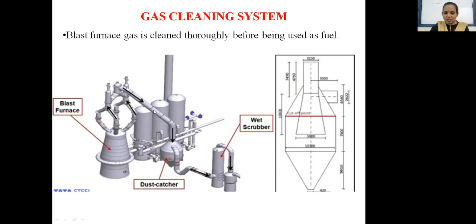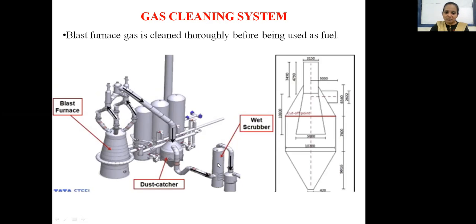So the downcomer opens up into the dust catcher, where coarse cleaning of the gas takes place. Next, the gas moves to the wet scrubber. In the wet scrubber, gases move in an upward direction. From the top, we are spraying water. Perforated wooden plates are assembled into the wet scrubber, through which the gas moves upward under pressure. From the top, water is sprayed.